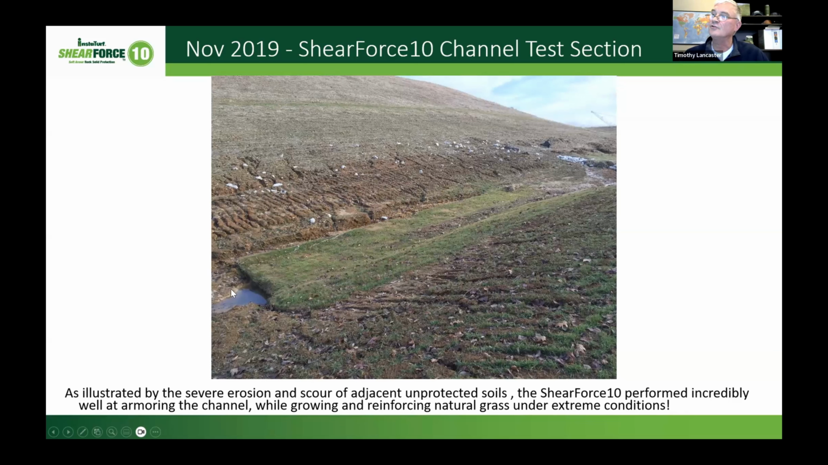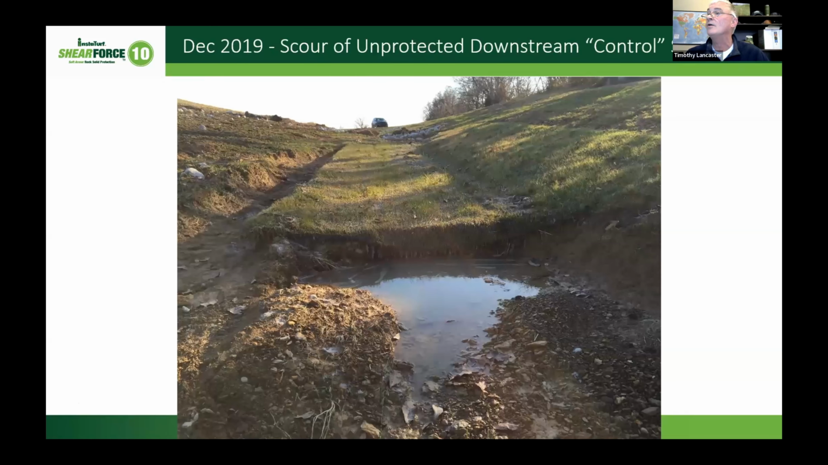And then you can see that control area just downstream, a nice scour hole formed just at the end of the test section, and it's probably 20 to 24 inches deep at that point. So pretty serious scour in that area. Kind of a close up of that.